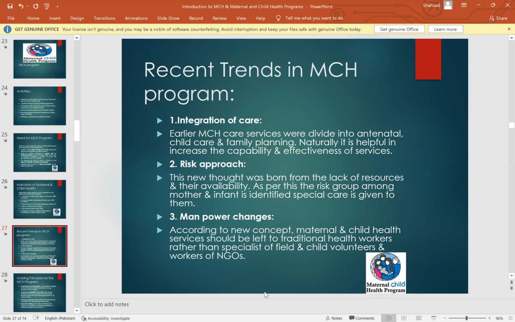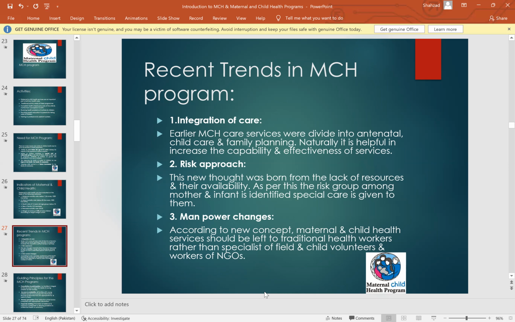Second is the risk approach. The new thought was born from the lack of resources and their availability. As per this, the risk group among mothers and infants is identified, and special care is given to them. A high risk group means the mother with any complication, any comorbidity, eclampsia, any clotting or bleeding disorders, diabetes, etc. And in the case of infants, low birth weight children or those with any sort of problems.